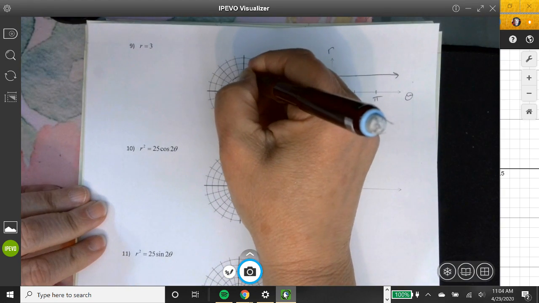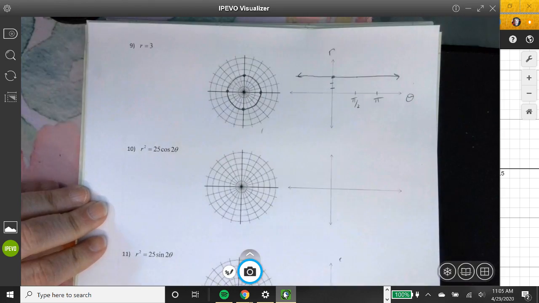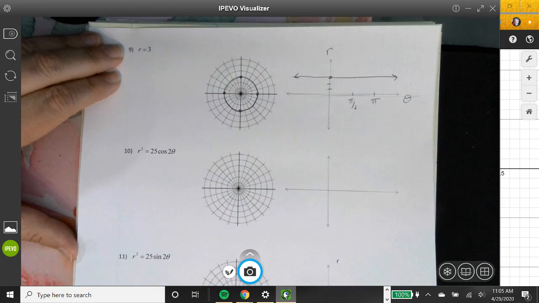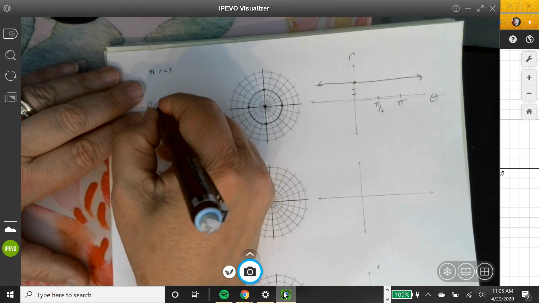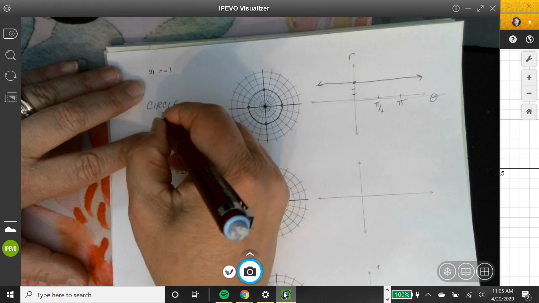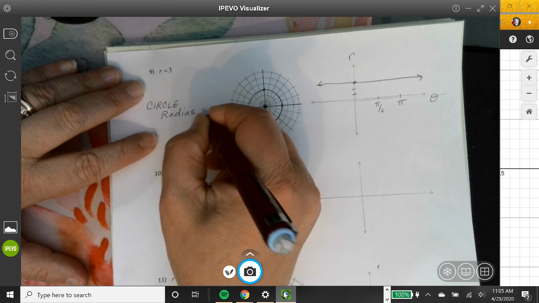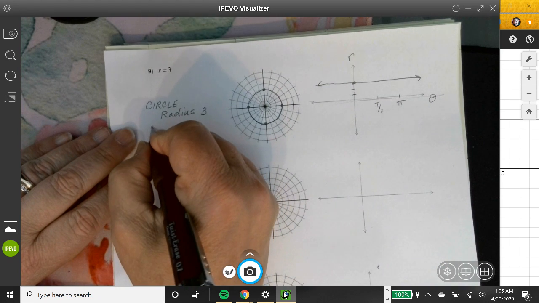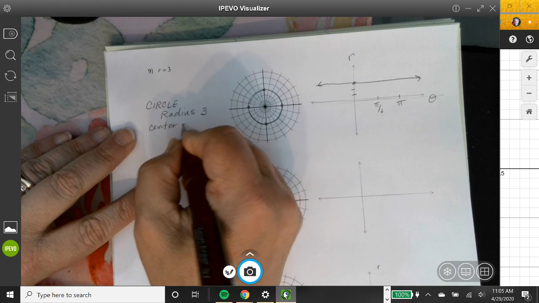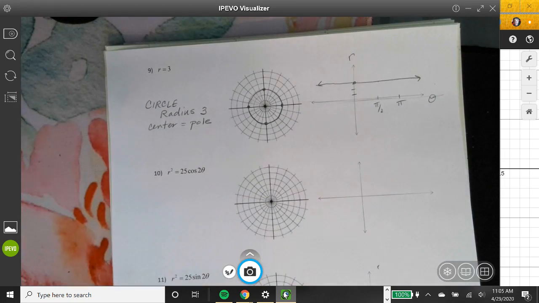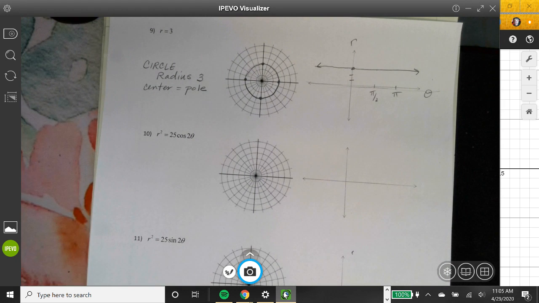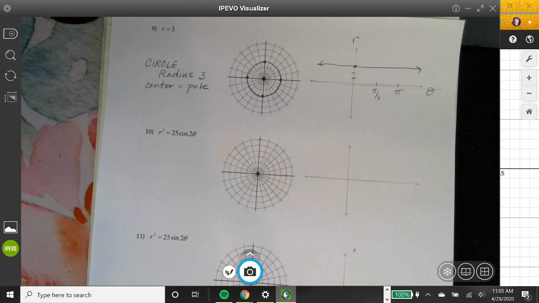Of radius 3, and it circles the pole. It never reaches the pole. Remembering that this is the pole. This is a radius of 3, and it's centered at the pole. Center is equal to the pole. Okay, now, we jokingly do not say this is a one-petal rose. It's not a one-petal rose, it's a circle, okay?